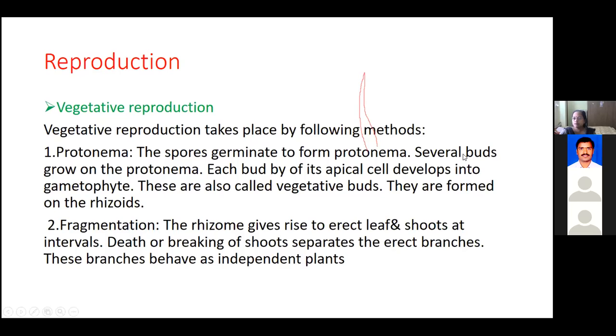ఈ protonema లో we can see several buds. Buds అంటే ఎప్పుడు కూడా these are the small structures having the capacity to divide. So ఈ protonema లో they consist of several buds. So each bud will develop into a gametophytic plant body. Okay, they are represented as the vegetative buds. So this plays a very important role in the life cycle.